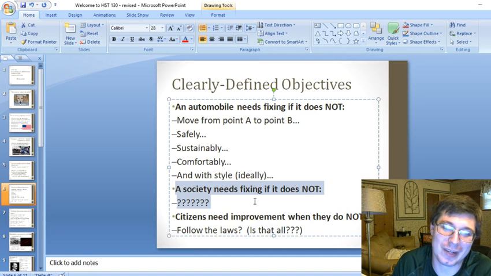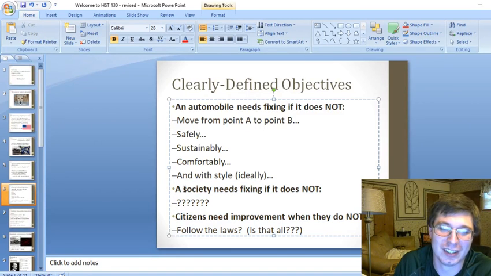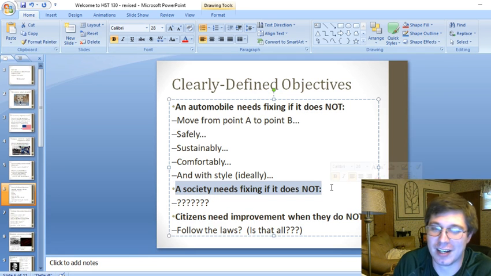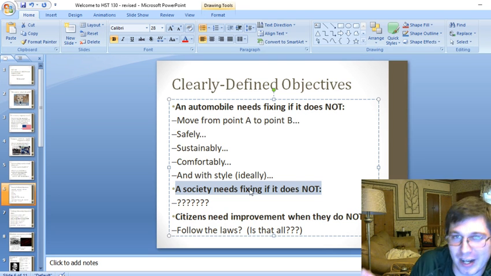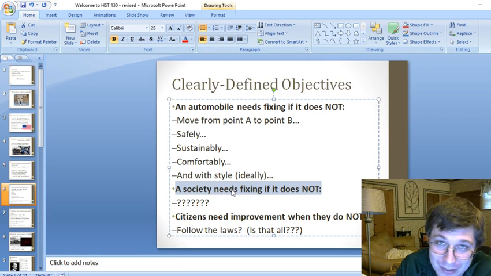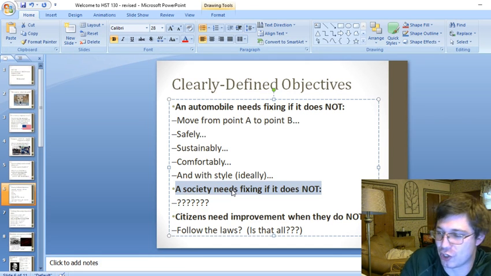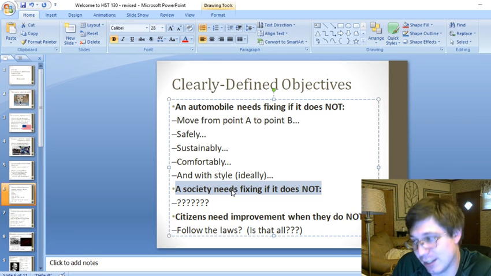But one reason why we can't just have experts handle our society and our citizenship is we're not even clear on when there's a problem. Can we say a society needs fixing if it does not do X or Y or Z? What are those things that society should be doing, where we can say if it's not doing those things, society is dysfunctional? What does it mean for society to be dysfunctional? It's kind of unclear. There's not a clear consensus.